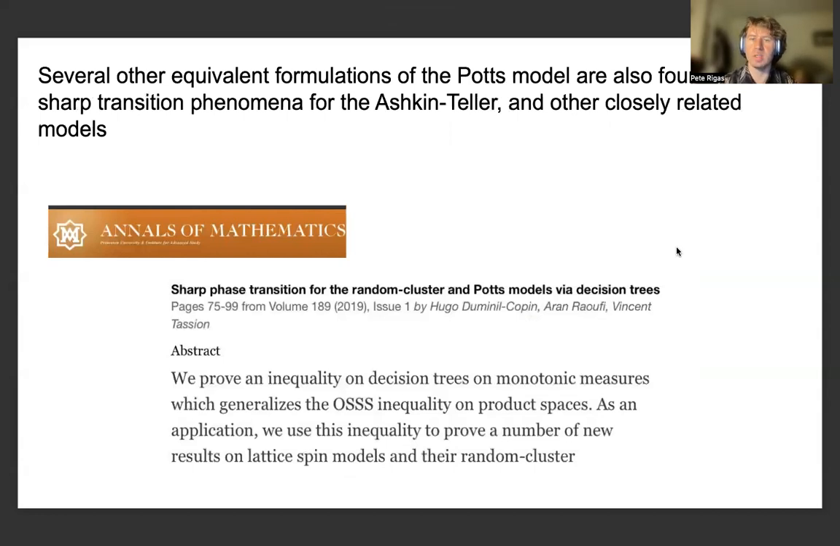And several other equivalent formulations of the Potts model are also found in the sharp phase transition phenomena for the Ashkin-Teller and other closely related models, in which, from a paper published in the Annals, due to Duminil-Copin, Raoufi, and Tassion, we can see even another connection between the Potts model, which plays a central role in the GOC framework for formulating an optimization problem for finding the ground state, because it can be connected to even more models of statistical mechanics, which can help us characterize a broader optimization landscape and hence make more connections with the types of contact patterns and gait patterns in shape space that different types of robots can assume.